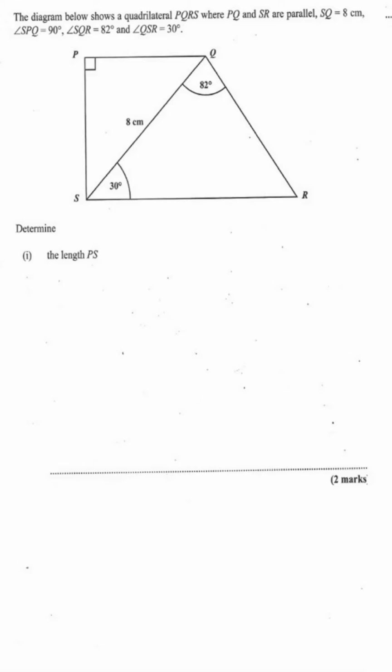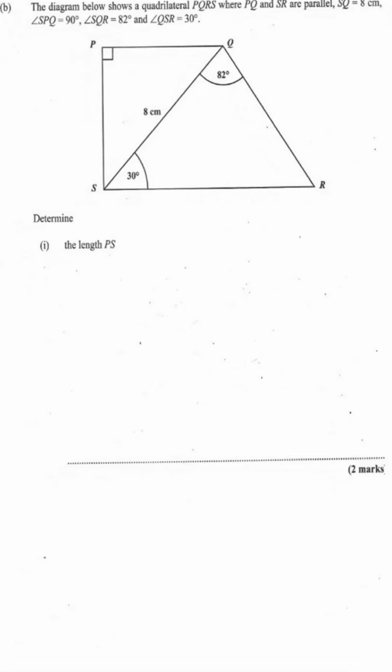The name of the angle is simply three letters representing three vertex points, and the vertex point is always listed in the middle. So therefore, angle SPQ would be this angle. Angle SQR would be this angle. And angle QSR would be this angle. Question 1 says, determine the length PS.